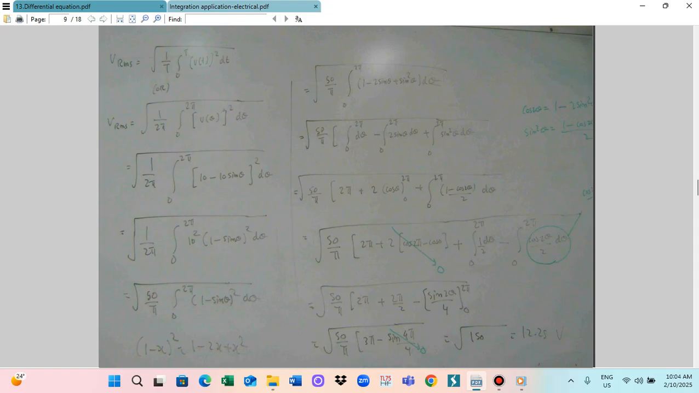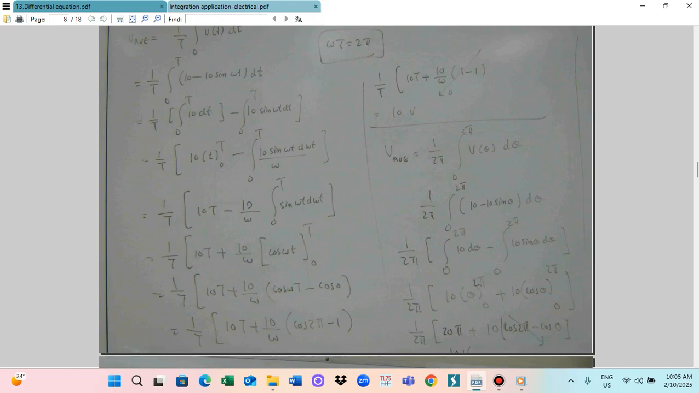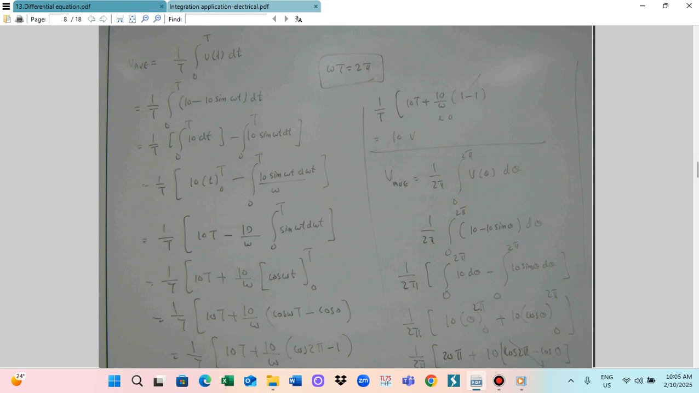So to find the RMS value you can use the two magnitudes: square root of 1 by T integration 0 to T v(t) square, or VRMS equal to square root of 1 by 2 pi integration 0 to 2 pi. The second one will be easier, so I will use the second one. In this case, sin omega t, you have to substitute the angle theta. So the original equation, 10 minus 10 sin omega t, is equal to 10 minus 10 sin theta.